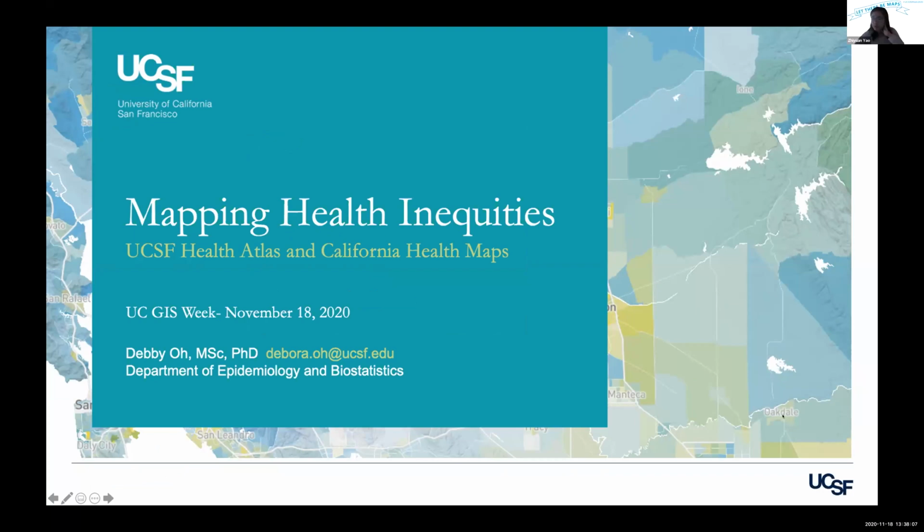Okay, great. So hi, everyone. It's great to be able to share with you some of the work that we've been doing in mapping health inequities. Today I'm going to be sharing two of the projects that we've been working on over the past year or so. My name is Debbie O, and I'm from UCSF, the Department of Epidemiology and Biostatistics. My background is in epidemiology. My title is data scientist, but I think I fall somewhere in between. I also have a background in graphic design, so I'm able to integrate that into the work that we do in mapping.